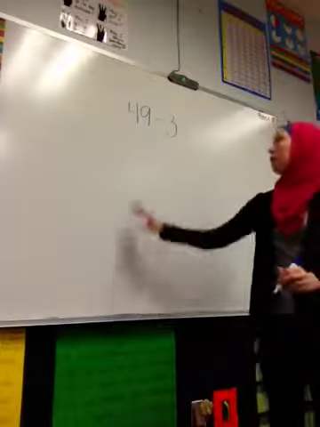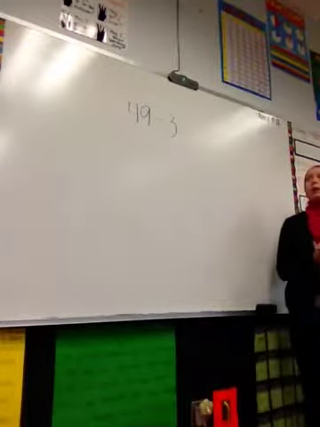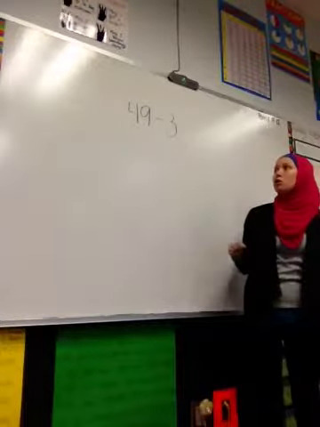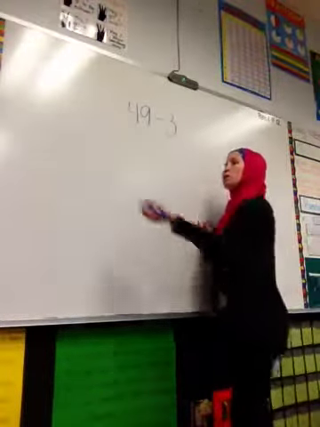Okay, we're estimating 49 divided by 3. So, we are trying to figure out about how many times does 3 go into 49. To do that, we need to do our multiples of 3.